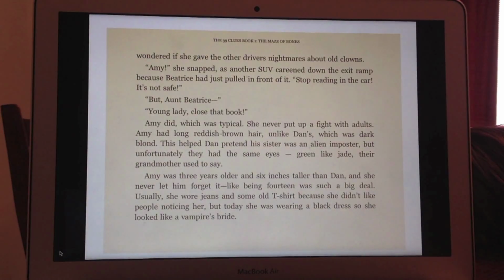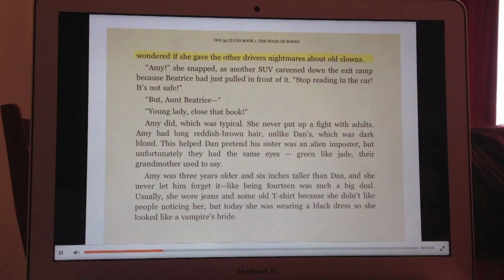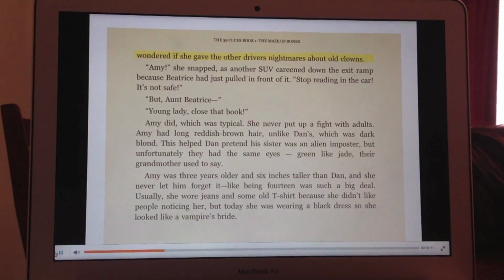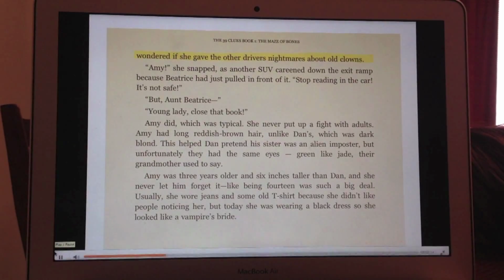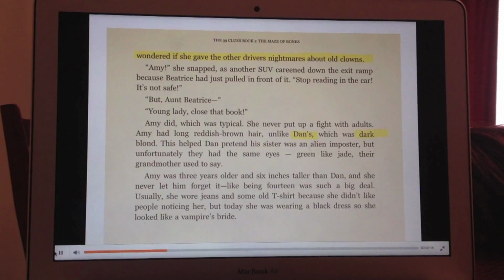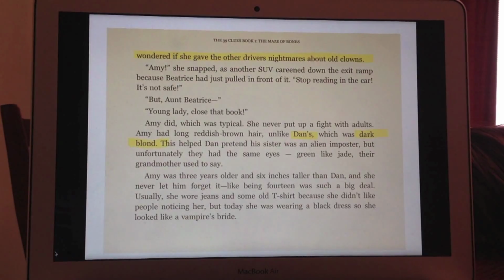So on this page, I see that Dan wonders if she gave the other drivers nightmares about clowns. I was picturing a clown from that description, so it seems to me like Dan feels that his aunt looks like a clown. So read on, Amy's in here. She has long reddish-brown hair, unlike Dan's, which was dark blonde. So Dan has dark blonde hair. Oh, but they both have the same eyes, green like jade.